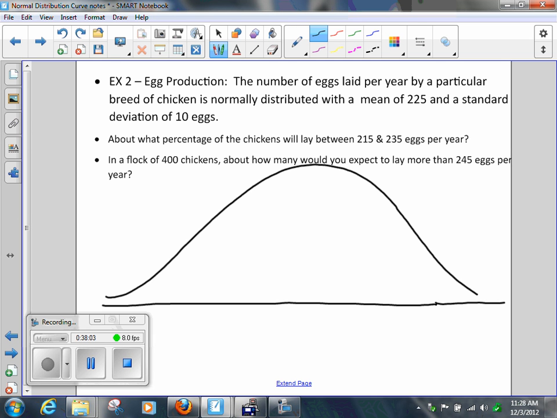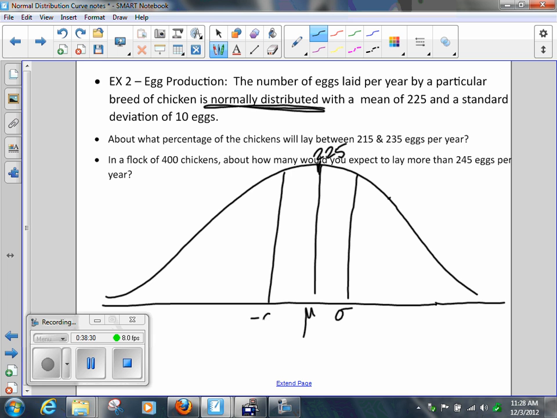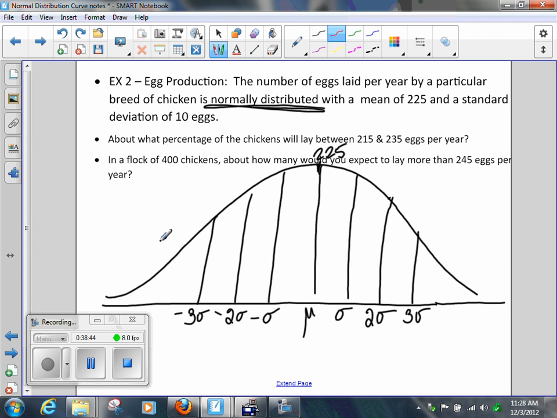All right, egg production. The number of eggs laid per year by a particular breed of chicken is normally distributed, important, with a mean of 225. Right in the middle, 225. And a standard deviation of 10 eggs, okay? This is my mean. One standard deviation, and I'll go back to the negative. 2 standard deviations, back to the negative. 3 standard deviations, back to the negative. All right, here we go.